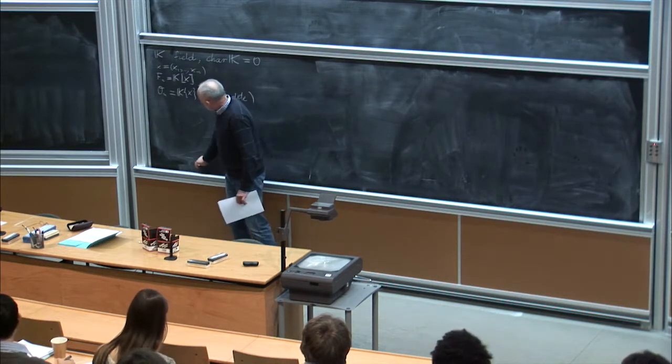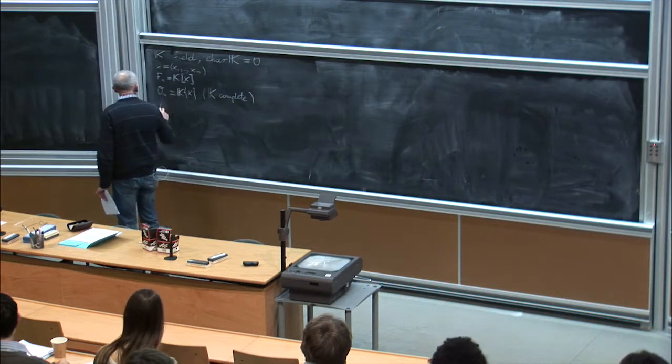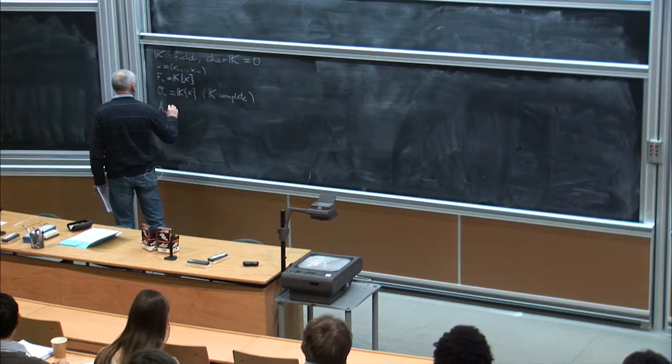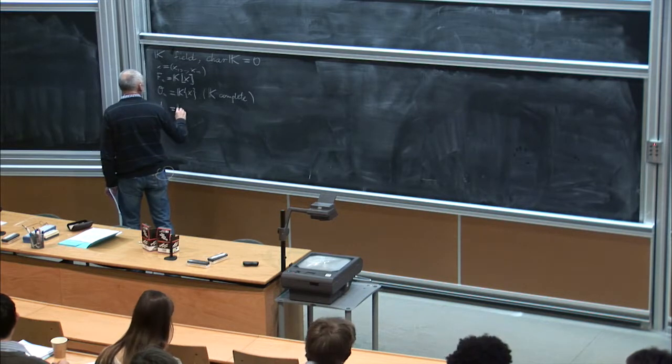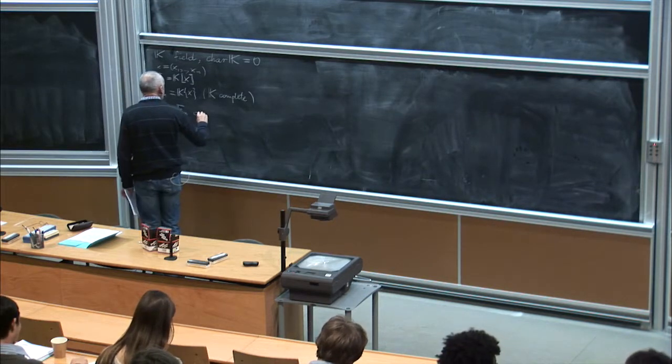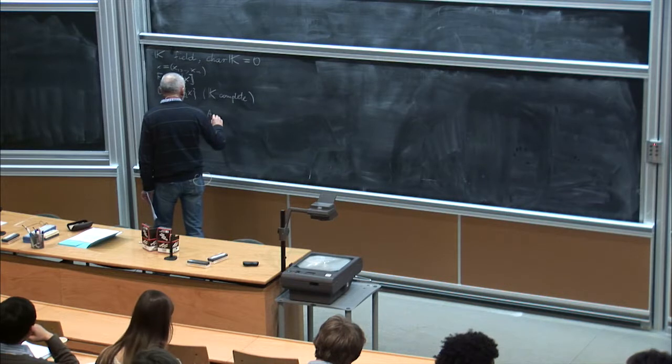So in most cases, I will use a general notation A sub n. It will be either F_n or O_n.